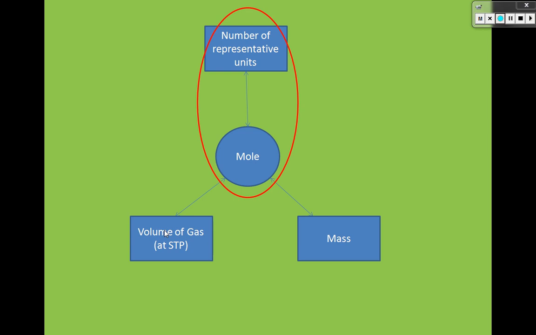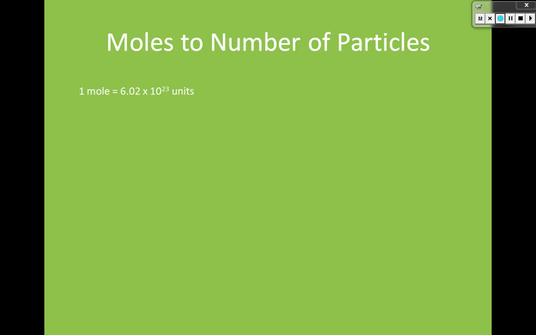So the first thing we're going to look at is the relationship between number of representative units and the mole. And I want to start here because this is going to be review, since we already talked about this when we were converting between units. So if we want to look at moles to number of particles, or earlier I said number of representative units, just number of things. Sometimes you'll even see moles to numbers. So what we need to remember is 1 mole is 6.02 times 10 to the 23rd units. So here's a sample question. How many atoms of carbon are there in 2.50 moles of carbon?